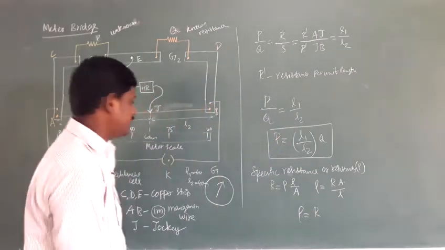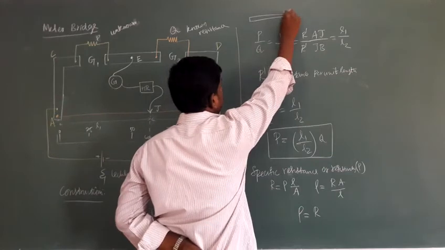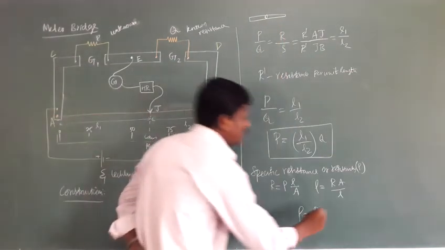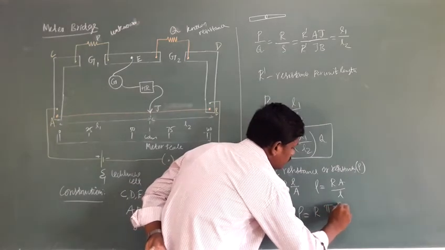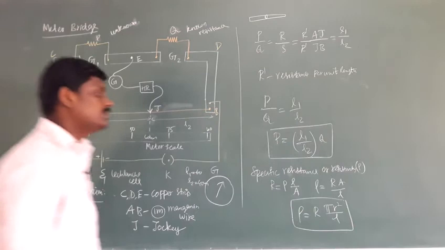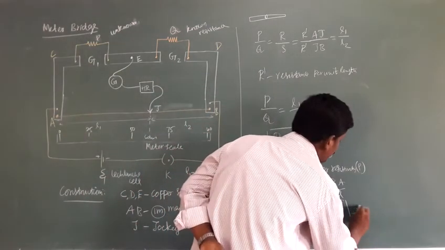So here it's a wire. Wires look like a cylinder, having a length and radius. So the area of the wire is pi r squared, so rho is R times pi r squared by L. R is the resistance of the wire, L is the length of the wire. So we can find the resistivity, that is in ohm meter.